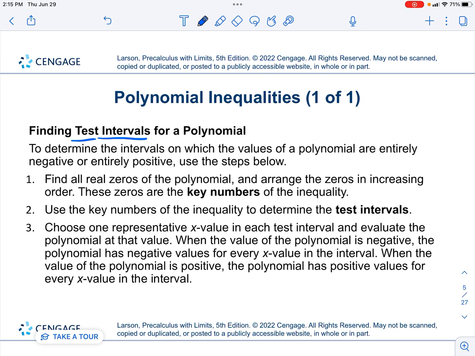In order to figure out which intervals we want to test, we want to find real zeros. So we are going to be doing some factoring here. We're going to be looking for zeros, and then those will be our key numbers, and then we'll set up a test and see where the inequality holds true and where it doesn't.